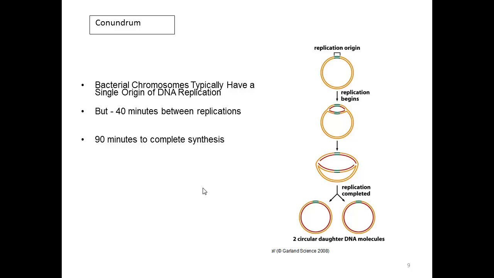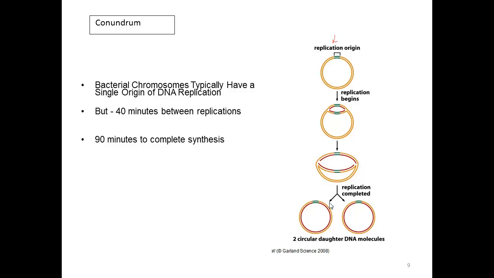Now, I'd like to leave you with one conundrum that we'll discuss in class, and maybe you can think about how this occurs. Let's talk about the common bacteria E. coli and the replication of its genome. So E. coli, I can tell you, has a single origin of replication. It has a circular double-stranded DNA, and so it forms a replication bubble. It has 2 replication forks.